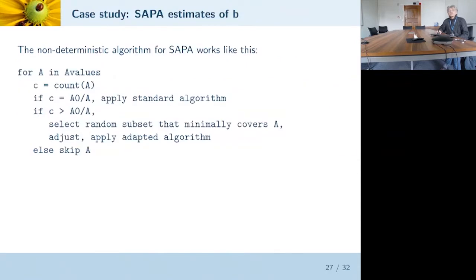Okay, so the non-deterministic algorithm that I mentioned before runs on saying that you've got lots and lots of A values. If you have too many A values, then what you do is you just randomly use only some of them.